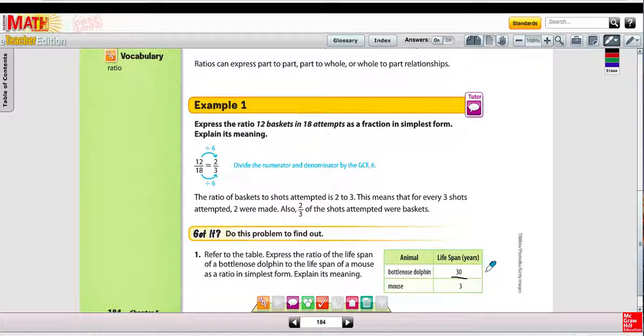That would be 30:3. And in simplest form, it means 10:1. And we can write that with a colon, or we can write that with the word to, or we can write that as a fraction. And the meaning is, for every 10 years of a bottlenose dolphin, there is 1 year for a mouse. Please make sure you fill in those on your note sheet and also explain the meaning.